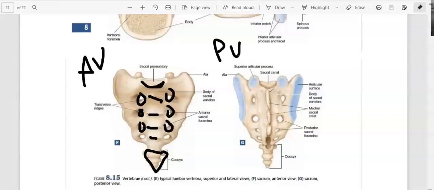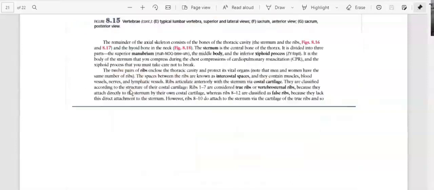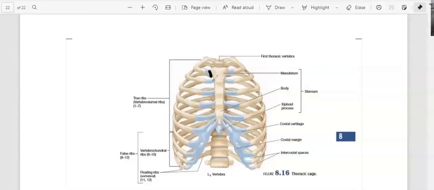You can see here that you have an elevation. This is going to be called the median sacral crest. You have a cavity in here called the sacral canal. And on each side, you're going to have the articular surface. This bone is going to be the sternum. The top part is going to be the manubrium. The middle is going to be the body. And the bottom part is going to be the xiphoid process.